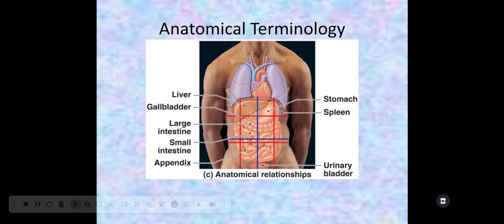Okay, and this picture kind of helps you. Okay, what region is it in? It's in this quadrant. You see the blue lines are the quadrants, but they also say, like your stomach, it's in the left upper quadrant, but it's also in this epigastric region. Okay, so just be familiar where things are.